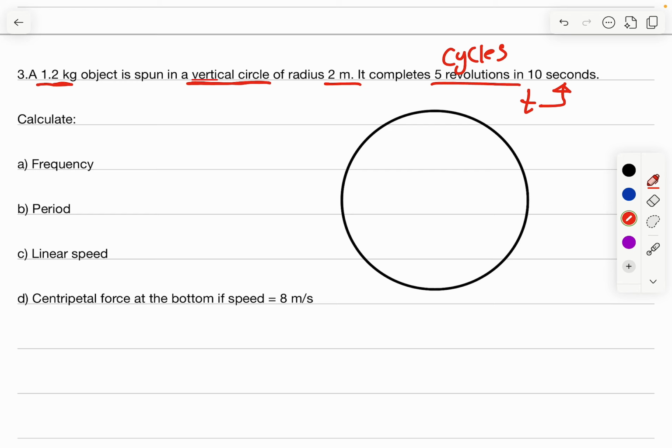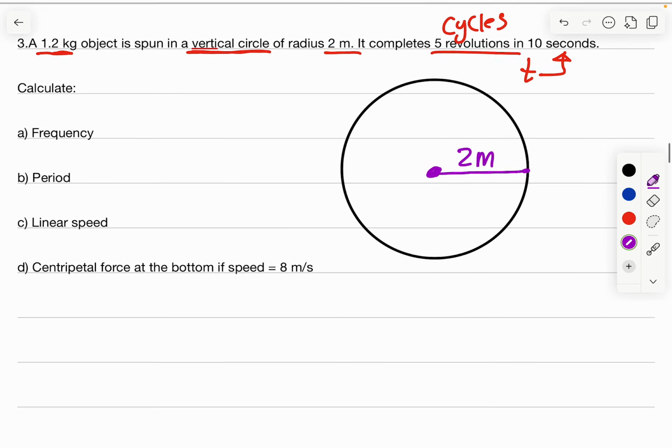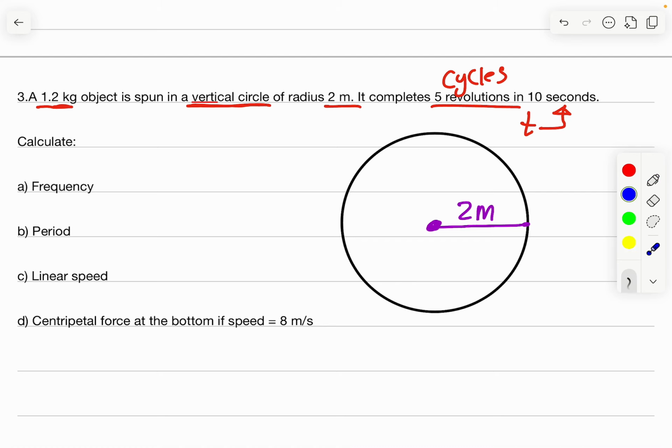So they say the radius of the circle is 2 meters. Understand? So they say that object made 5 revolutions in 10 seconds. Meaning for it to go round like this, 1, 2, 3, 4, 5, it took 10 seconds. Understand? So that thing took 10 seconds to complete a full 5 cycles.